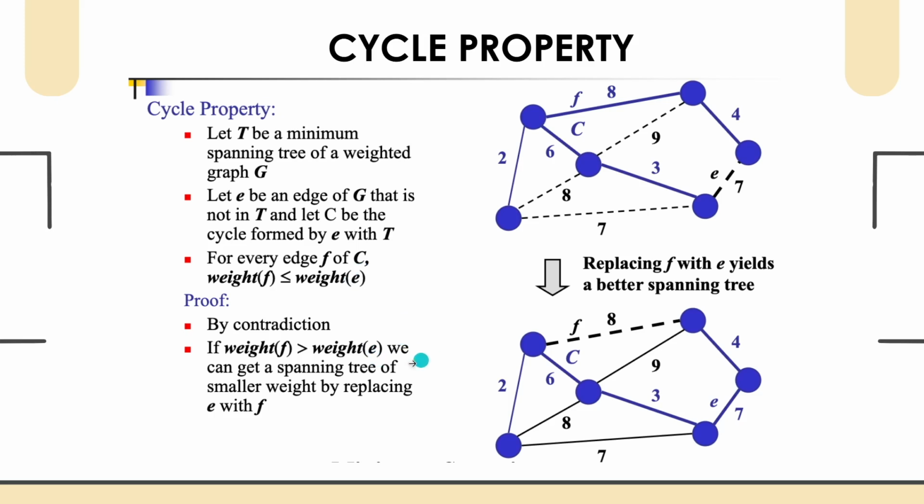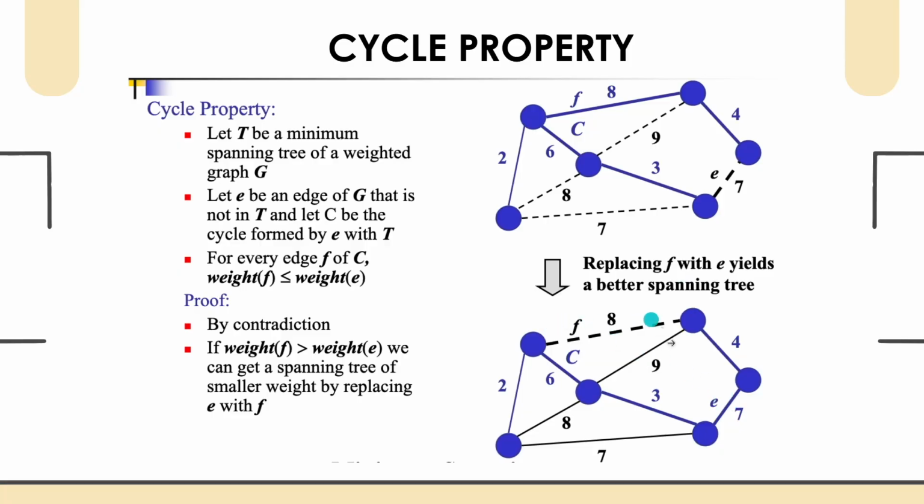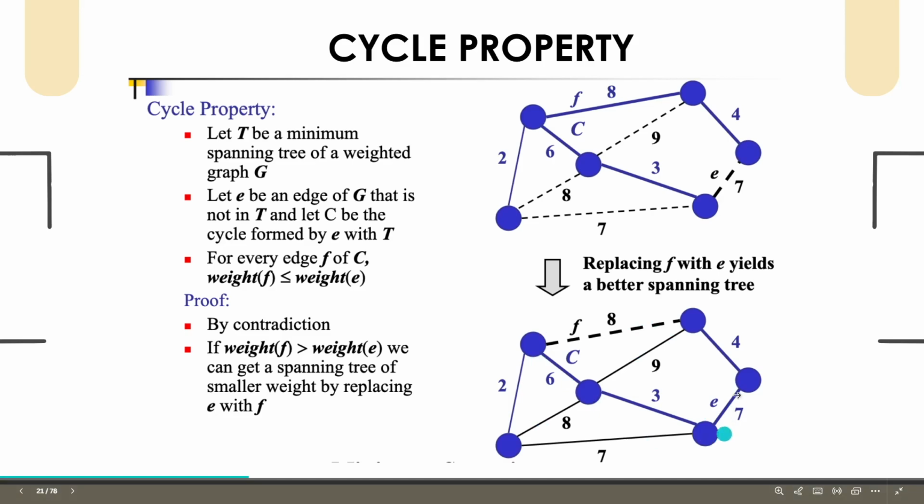Here we can prove the same by contradiction. Suppose the weight of f is greater than the weight of E, then we can get a spanning tree of smaller weight by replacing f with E. So, that is what we have shown here. In this case, we have considered f to be an edge with the highest cost, and so for the sake of constructing this spanning tree, we have chosen some other edge E. In our case, it is an edge with cost 7, and this edge has replaced this particular edge, thereby we are able to construct a spanning tree.